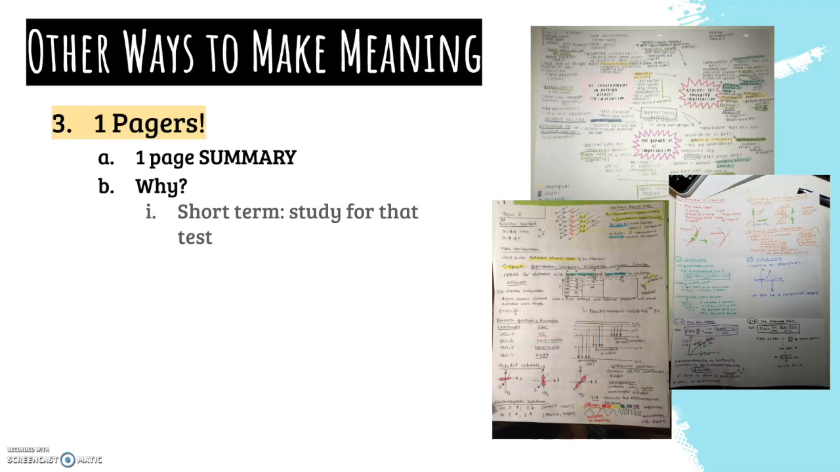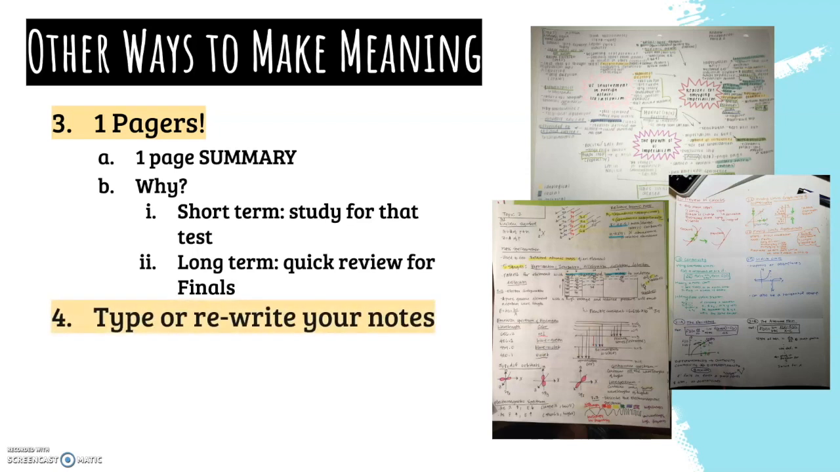Other ways are to create one-pagers, summarizing a bunch of notes that you have. It's a one-page summary. In the short term, it helps you recognize what you need to know for the test, and in the long term, it's quick review for finals or IB and AP exams. You are creating a study guide for yourself, and that's a really effective technique.